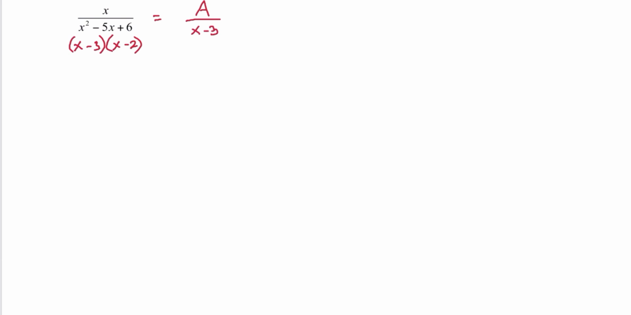A over x minus 3 and B over x minus 2. Our goal is to now figure out what A and B are. The next step is to multiply both sides of the equation by the LCD. In this case, the LCD is what we started with in the denominator, the factored version, x minus 3 times x minus 2. So we'll do that on both sides.